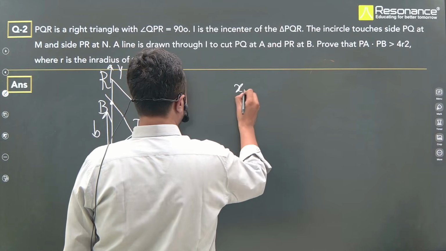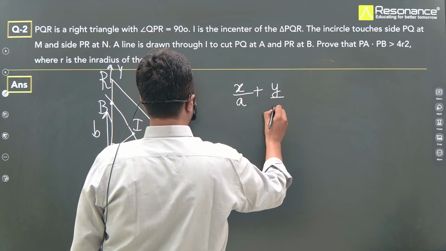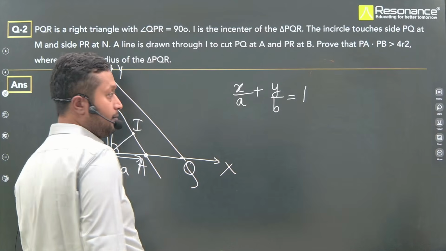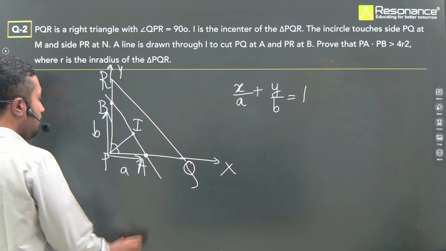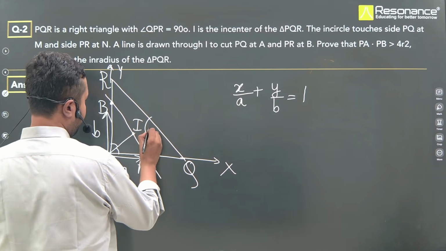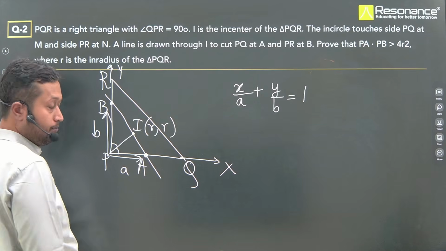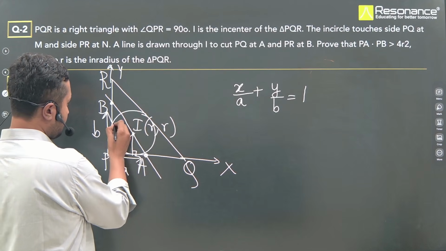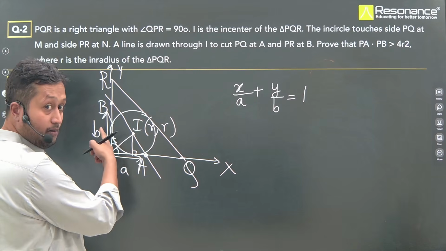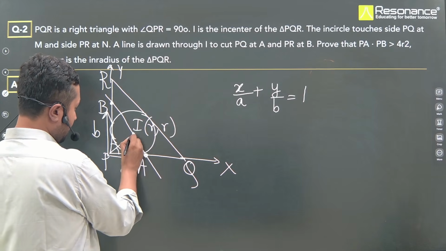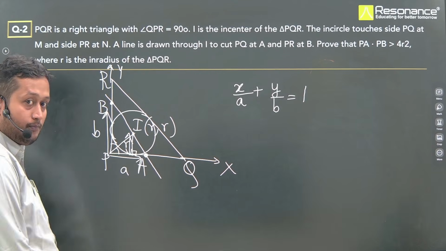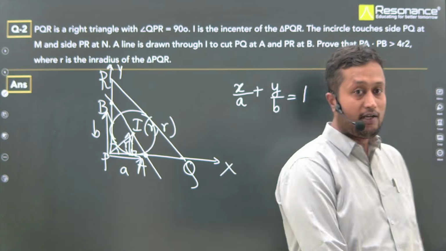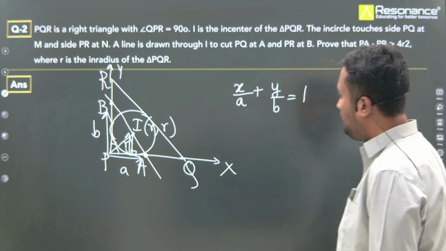So what do we have? We have the intercept formula for the line which passes through I. It looks like x by a plus y by b equals 1. But what are the coordinates of the in-center? They are just r comma r, because if you draw the circle which touches all the sides, this length is r. So the y coordinate is r, and since it's on the 45 degrees line, the x and y coordinates are both equal to r. So let's take that information and plug it in this equation.